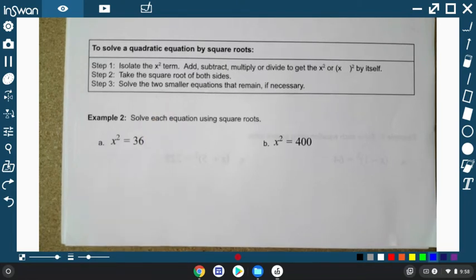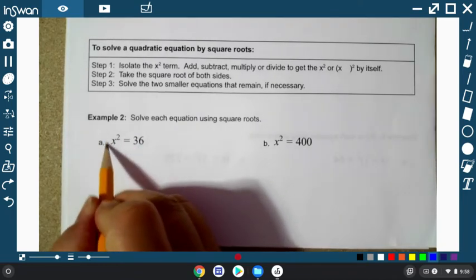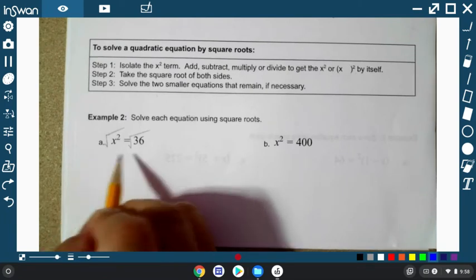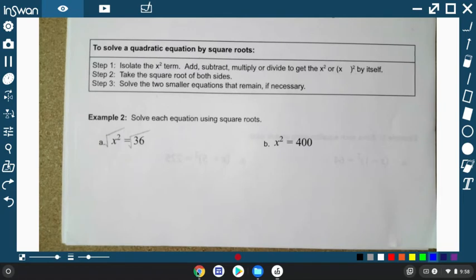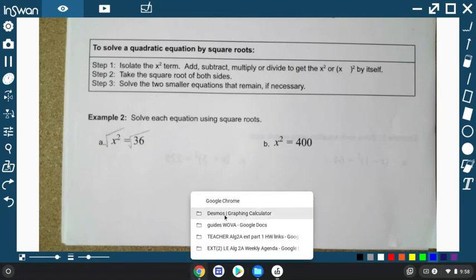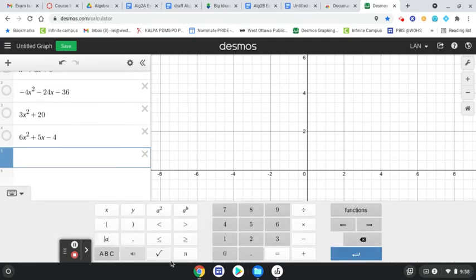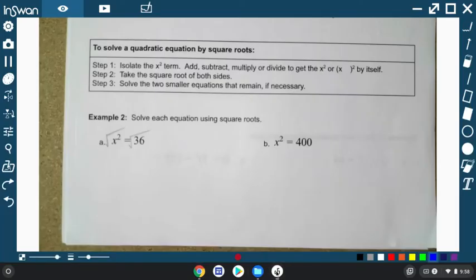So for this first example, A, I have no number in front. It doesn't say plus or minus anything. So I'm going to jump to step 2. I'm going to square root both sides like this. Now here's where the 2 solutions come in. If you type this in, you could use decimals also. I'm going to show you how to do that in the calculator on Desmos as well. Okay? Remember, you can use this as a calculator. So if I type in, using my keyboard, square root of 36. This is just like a calculator. It equals 6 perfectly. Okay? So use Desmos anytime you need to.